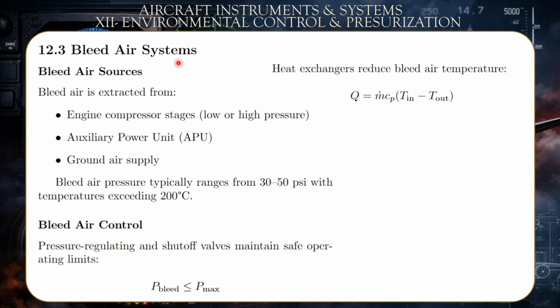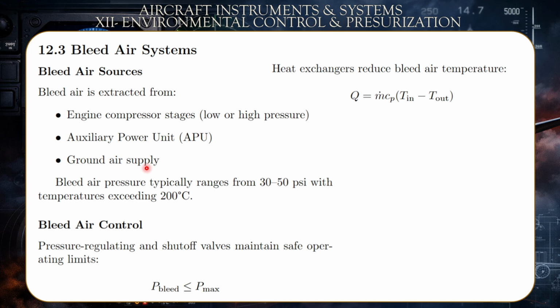Bleed air systems. Bleed air sources. Okay, what is the bleed air? The bleed air is extracted from engine compressor stages, low or high pressure, or the auxiliary power unit, or APU. This is the main starter at times of the engines, okay? In case something wrong happens, the APU would restart the engine in mid-flight.